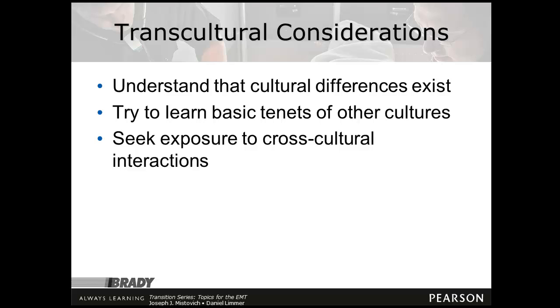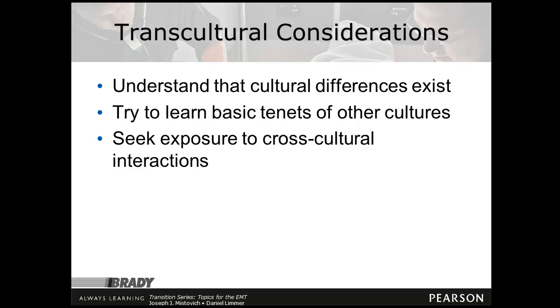There are many cultures in the United States. We are every year more and more a multicultural society. A person's cultural background will strongly affect your communications. It's important to understand that cultural differences exist, that their culture may be different from yours, and it's composed of the thoughts, communications, actions, and values of their racial, ethnic, social, or religious group. Try to learn the basic tenets of other cultures in your service area.